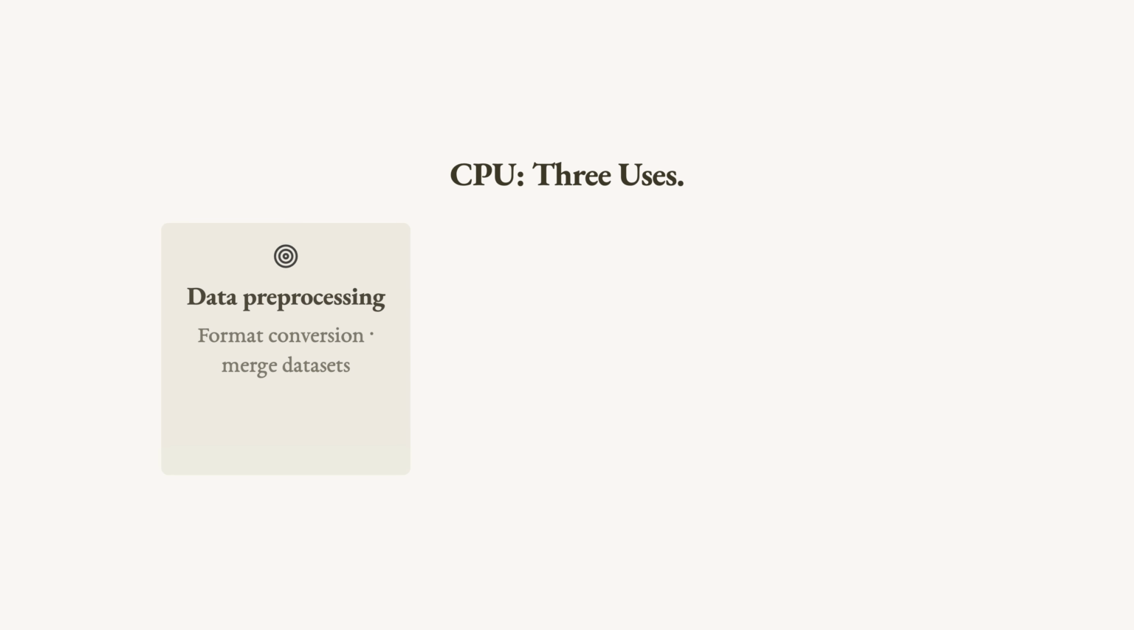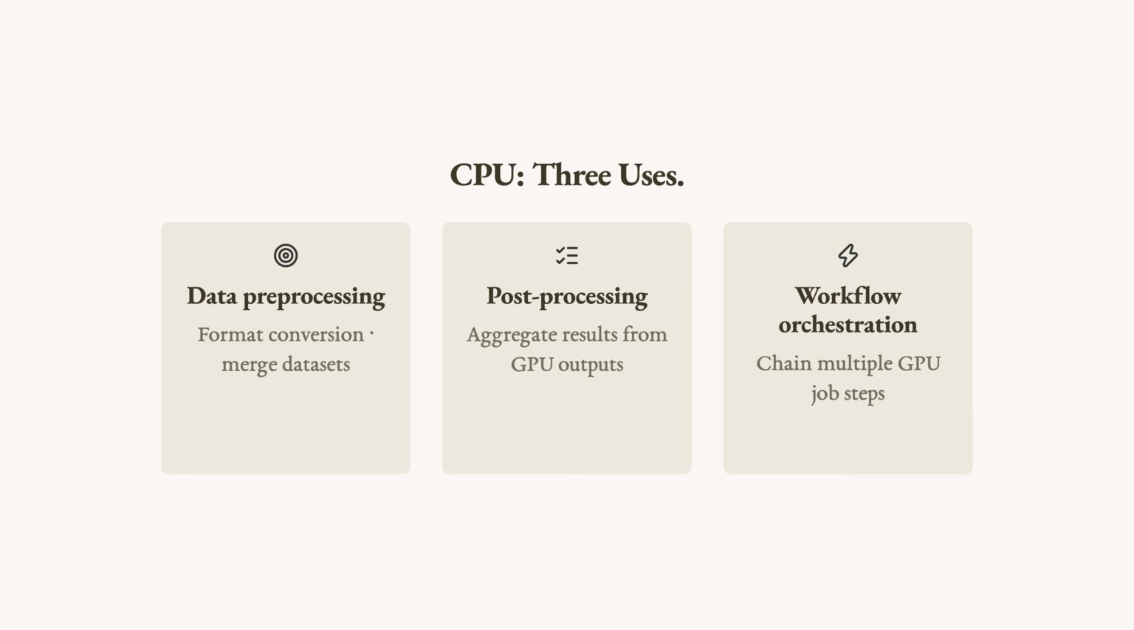Three legitimate uses for the CPU partition. 1. Data preprocessing: cleaning, format conversion, merging large datasets before a training run. 2. Post-processing: aggregating results, statistical analysis, generating reports from completed GPU job outputs. 3. Workflow orchestration: Python or shell scripts that coordinate a multi-step pipeline of GPU jobs. The common thread: this work is inseparable from GPU jobs running on AICR. If that thread is absent, use your home institution's cluster.